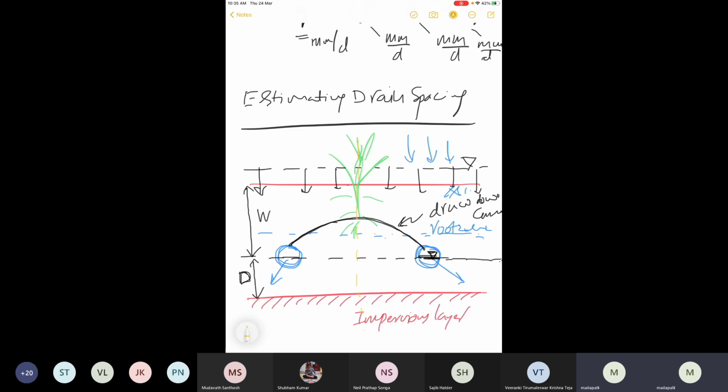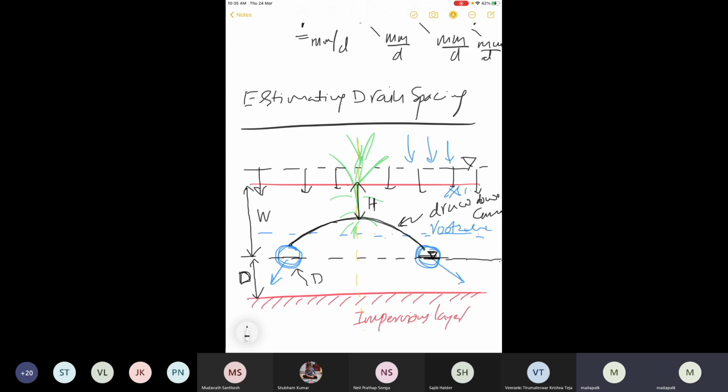So this is a theoretical model. We assume that the soil is homogeneous and the properties are isotropic. Okay, so then you would see the curve like this, exactly symmetrical. Okay, so in that case, the distance from the midway, this we call capital H. So capital H is the water table depth midway between the drains.